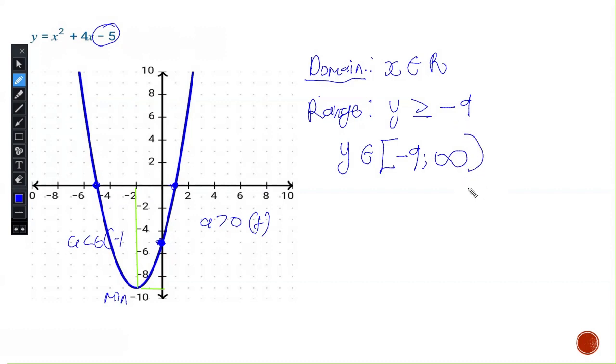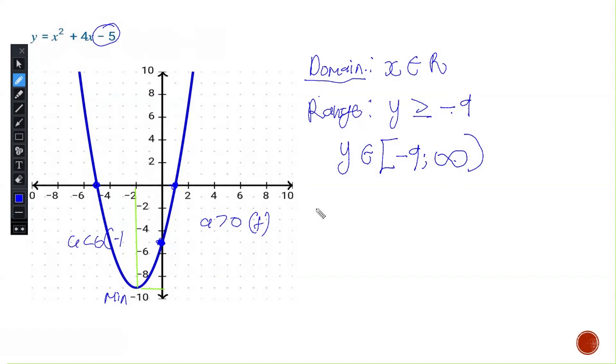The reason we are putting a round bracket for infinity is because infinity is not a specific value, so we wouldn't know what infinity is, right? So this is why it's element of -9 all the way to positive infinity. So these are the two ways in which you can write that. If you prefer this, you can just go with that. If you prefer this notation, then you can write it like that. But then that's your domain and range.